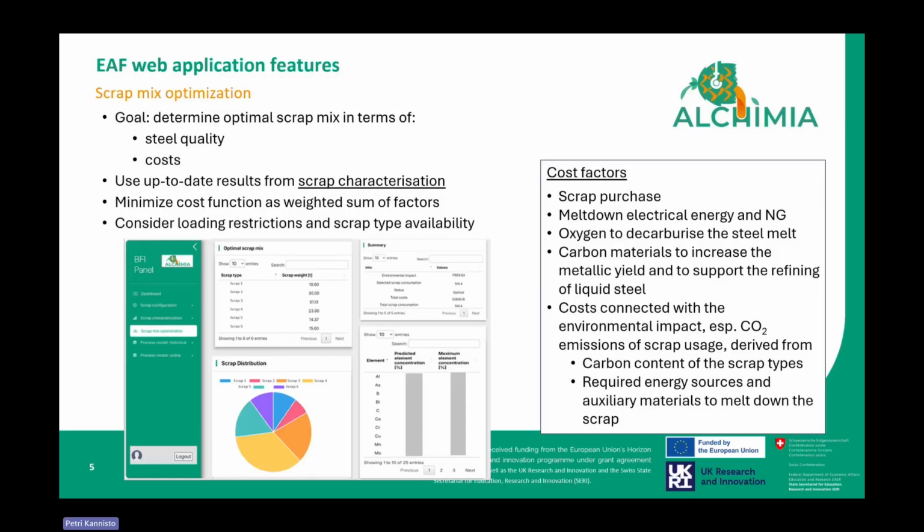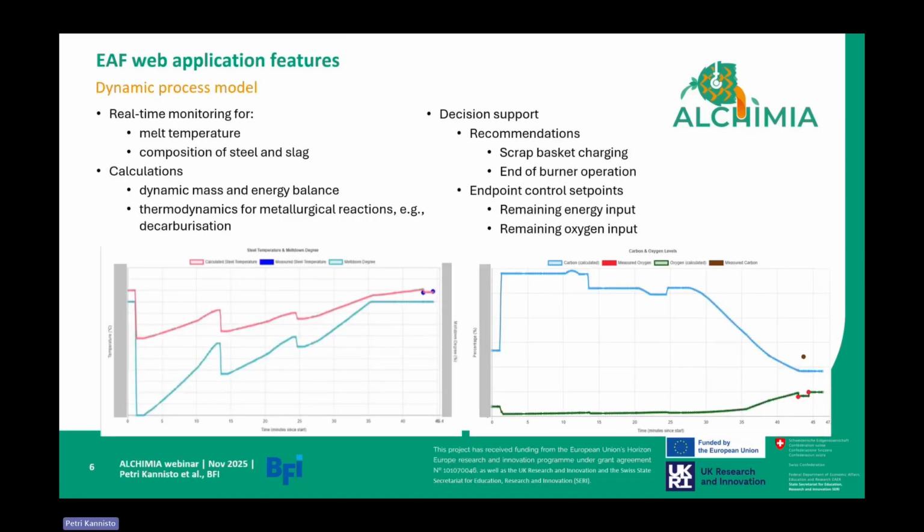It minimizes a cost function based on multiple factors, and of course also considers loading restrictions and scrap type availability. And quite often the situation is that the best quality scrap is the most expensive one, but still we want to use all of the scrap we have available. On the right, you can see a list of the cost factors, not going into details in this presentation: purchase costs, meltdown, energy, oxygen requirement, carbon requirement, and cost related to the environmental impact also. But you are going to see a bit more about this in the coming slides.